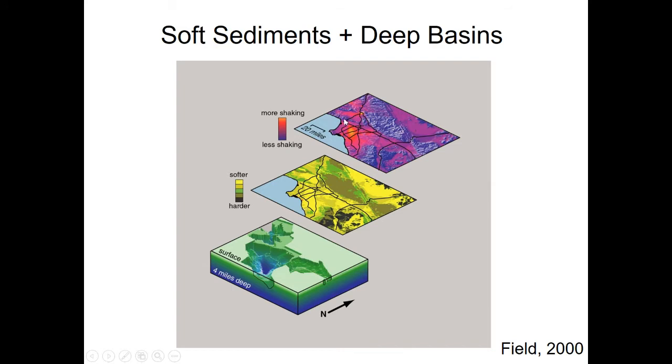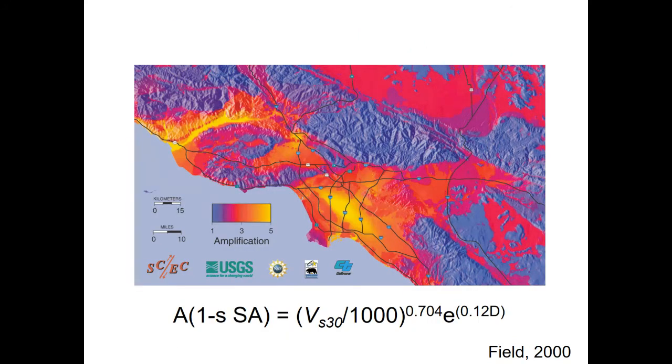So this is the LA basin turned on its side, which shows the amplification. So let's look at this one. This was done 20 years ago now, but it's a map showing the amplification across the Los Angeles basin. So this is Los Angeles. You can see that there's quite a bit of amplification predicted. And then in the LA Basin, you have valleys.